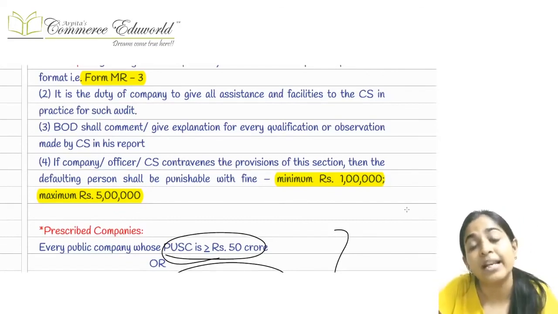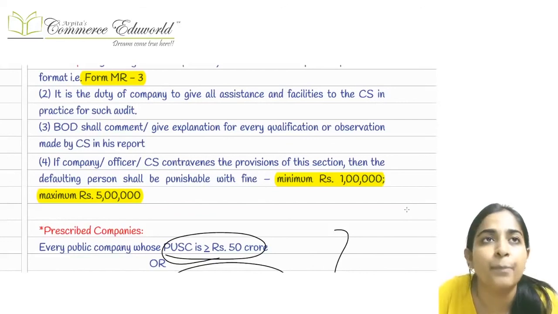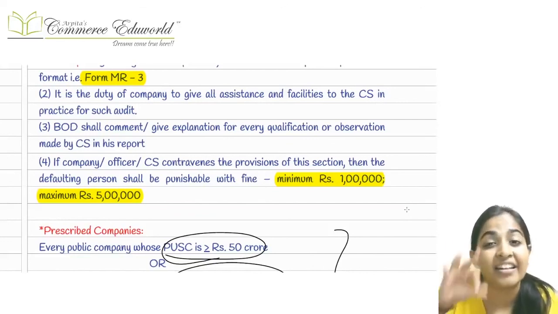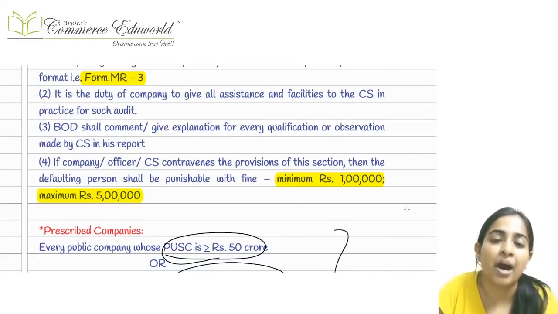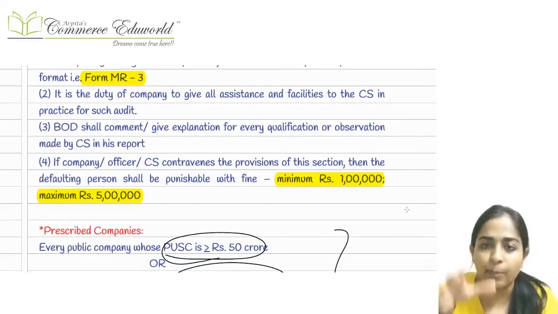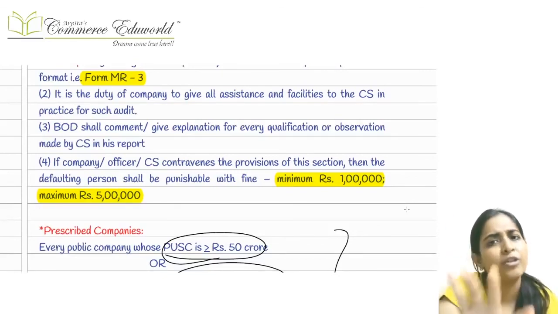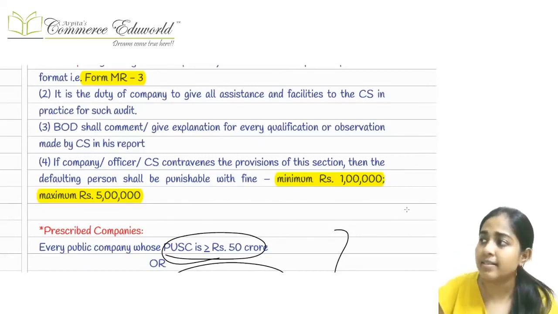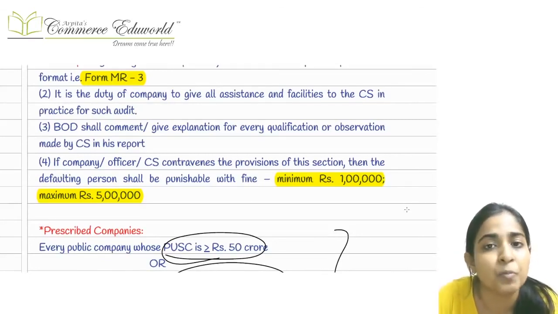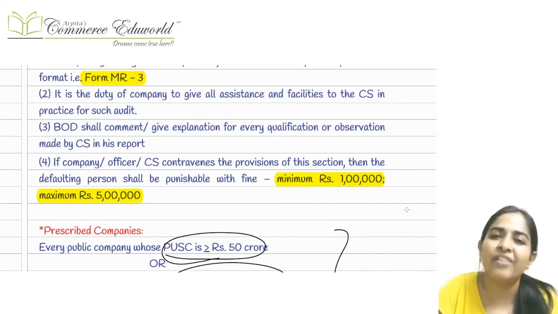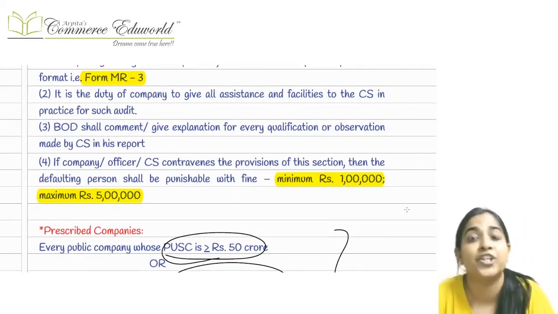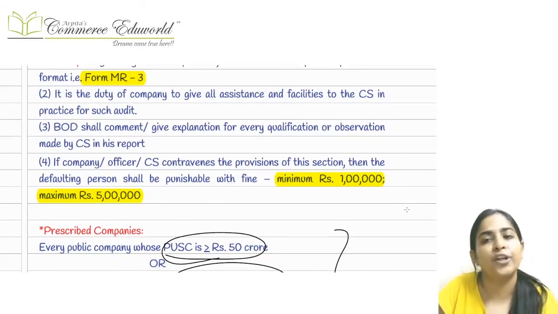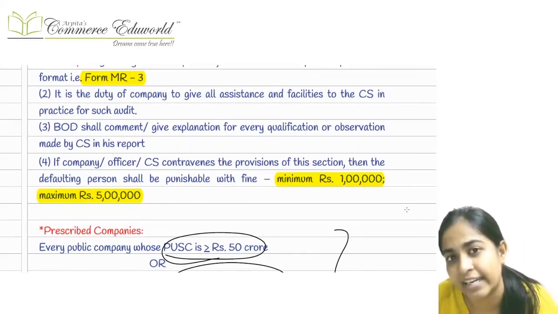That particular person is going to submit the report in form number MR3. He is going to submit a report in a particular format, mainly about the compliances. Whenever he is doing this audit, he will require certain information from the company. The company is required to provide this information to the CS mandatorily.